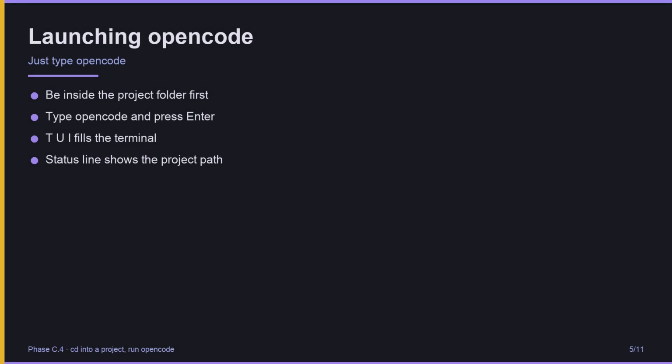Launching opencode. Be inside the project folder first, that's the key. Type opencode and press enter. The TUI fills the terminal window. Check the status line, it shows the project path opencode is working in. If the path is wrong, quit, CD to the right place, try again.